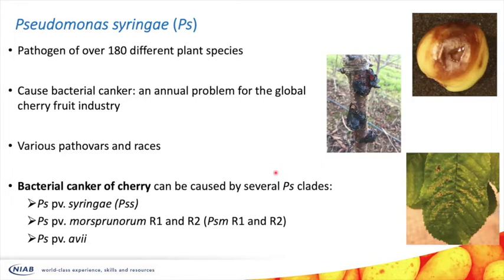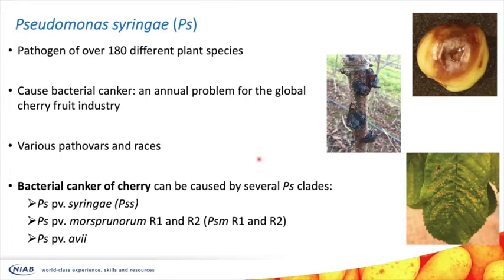However, interestingly, there are also other non-pathogenic bacterial lineages found in cherry trees, which have the potential to be pathogenic. And these bacteria are considered as epiphytes, which are widely spread in cherry trees in different orchards across the UK.